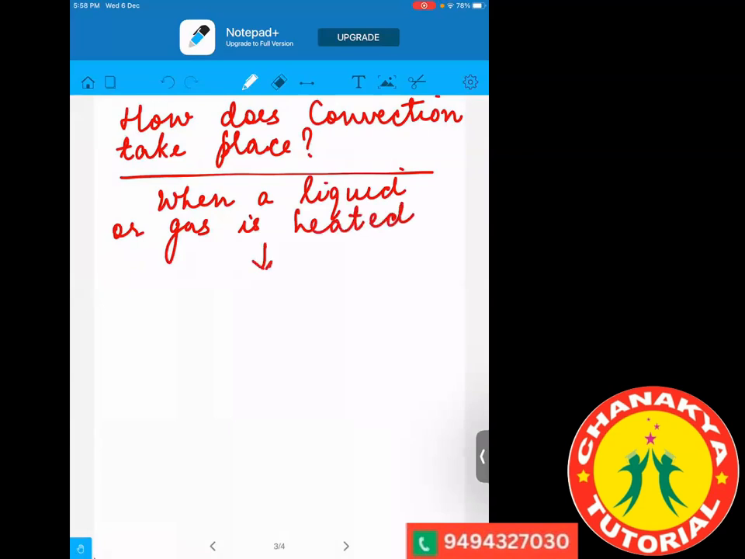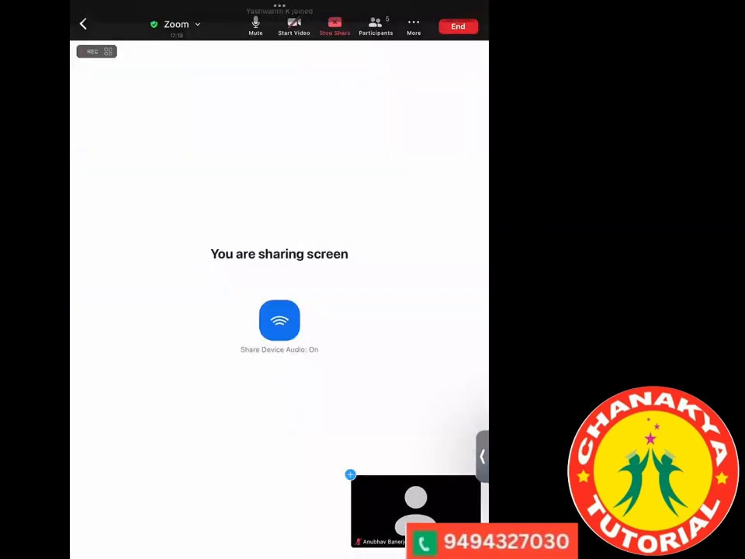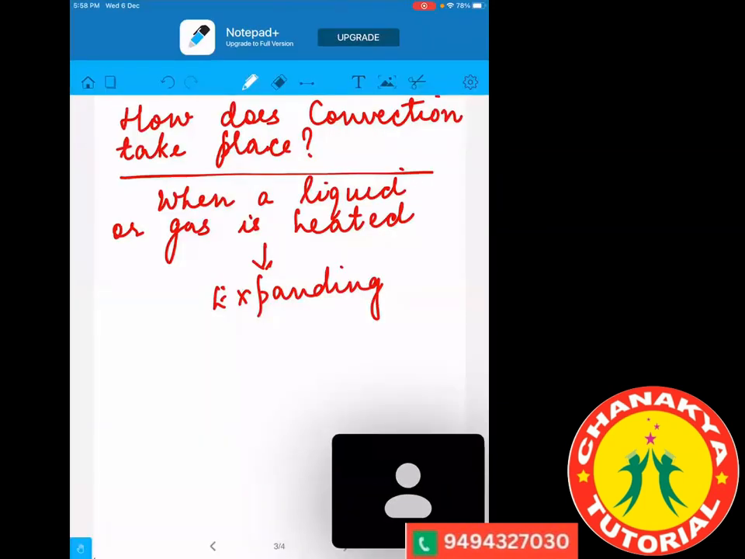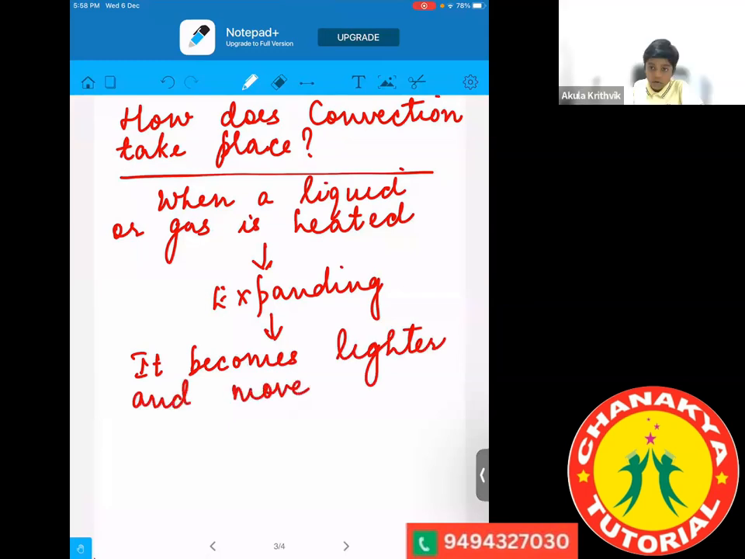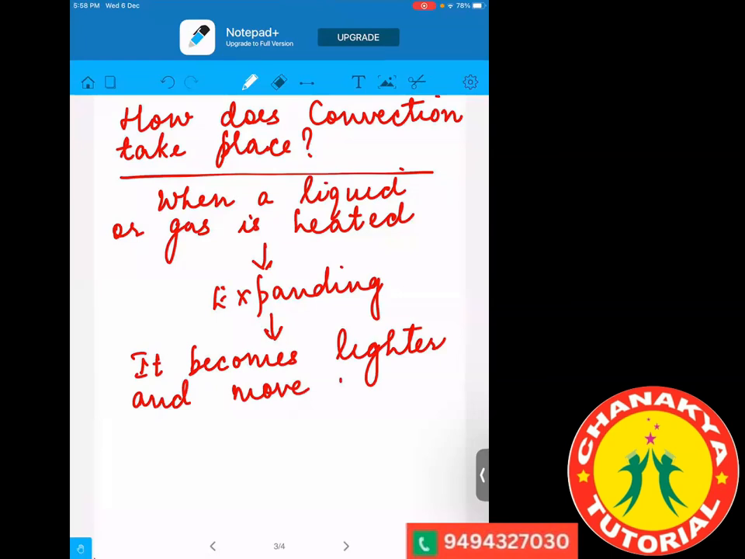Now, what will it do? It will start expanding. You might have seen in the kitchen also, when the mothers boil the water, it starts expanding. As soon as we heat the liquid or gas, it starts expanding, and because of the expansion, it becomes lighter. It moves where? Upward or downwards? Downwards? No, never. The molecules will not move down. The molecules will be moving upwards.